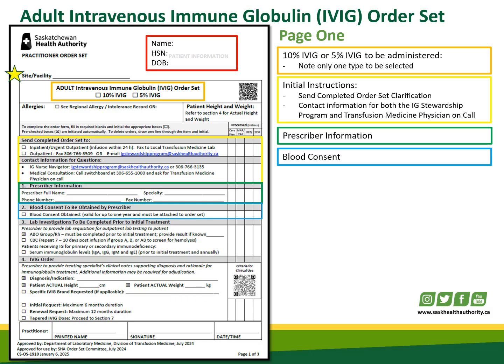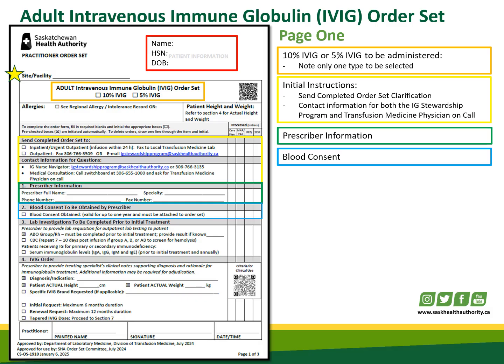For inpatient and urgent outpatient orders requiring IVIG within 24 hours, these orders are to be sent to the local transfusion medicine lab for approval. For outpatient orders, they are to be sent to the IG Stewardship Program. There's some contact information for us here at the IG Stewardship Program. If you ever have any questions, we are happy to help and will do so to the best of our ability.